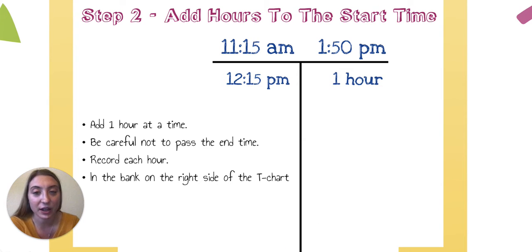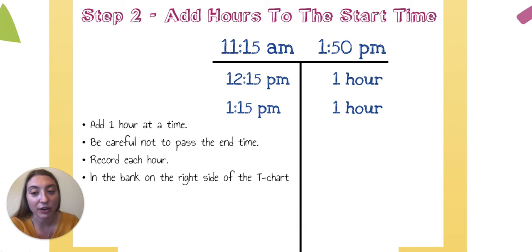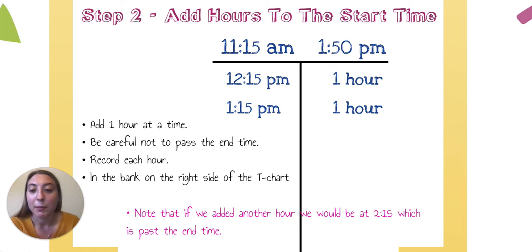So now let's add another hour. On my clock after 12:15, I have 1:15 p.m. That's another hour, so I'm writing how many hours I'm adding and writing it out over here. But if I added another hour, it would be 2:15, which is past 1:50. So that's already too long. So I know it's more than 2 hours, but less than 3 hours.